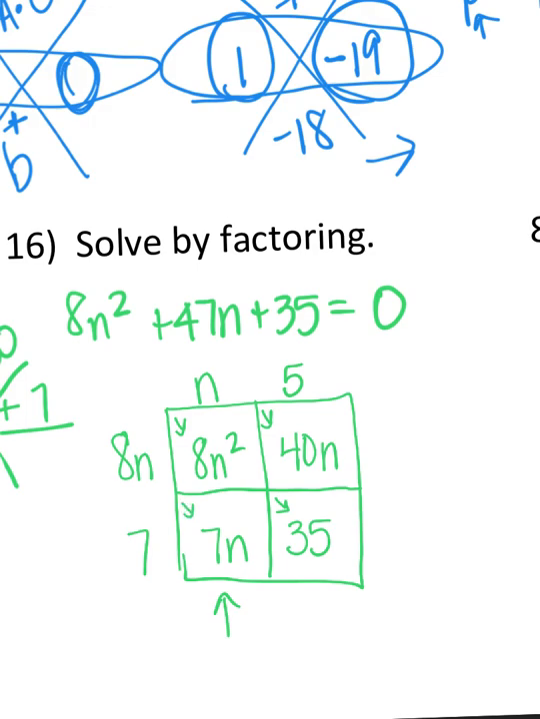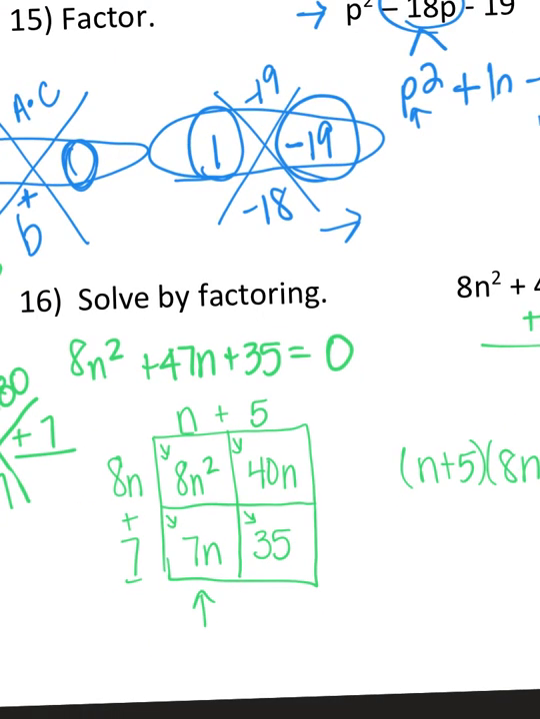And now I can check this cell. Is 7 times n equal to 7n? And it is. So that's our factored form. We know that it's n plus 5 times 8n plus 7. And there you have it. It's done. Okay, no, it's not done because we were supposed to solve, so we're going to continue.